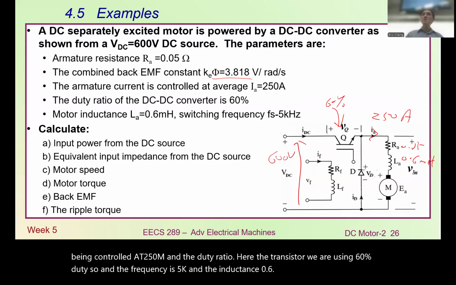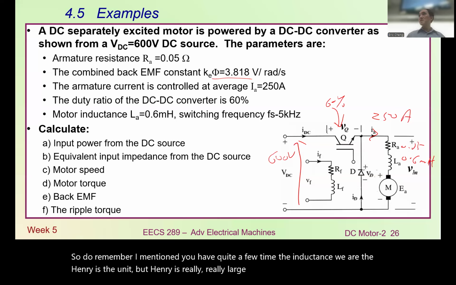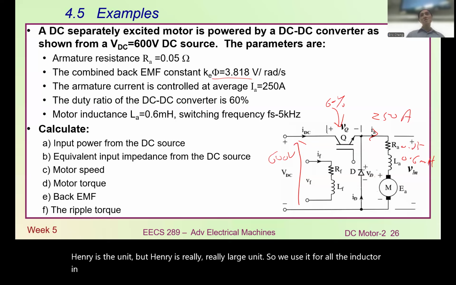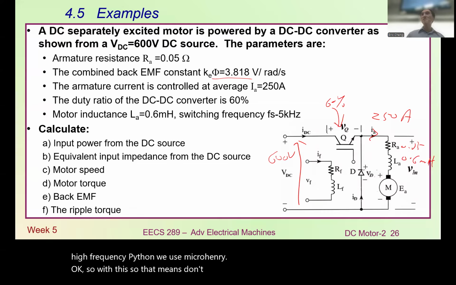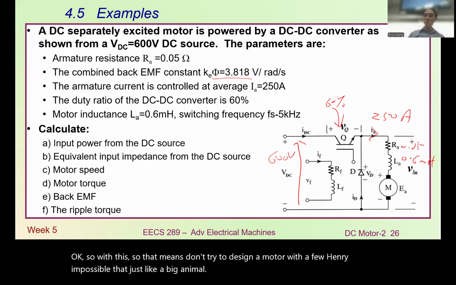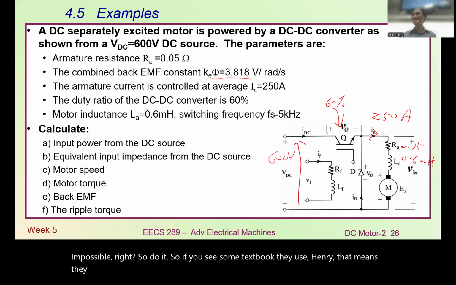Do remember, I mentioned to you quite a few times, the inductance unit is Henry, but Henry is a really, really large unit. So for inductors in the transformer or in the motor, you use milliHenry. But in high frequency power electronics, we use microHenry. So don't try to design a motor with a few Henry. Impossible. That's just like a big animal. Impossible, right? If you see some textbook using Henry, that means they don't understand power.